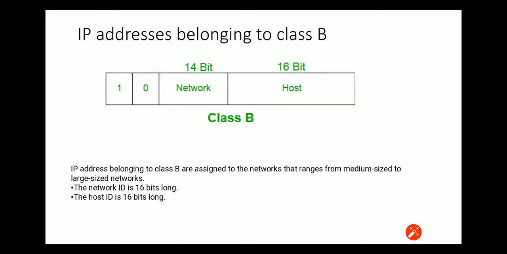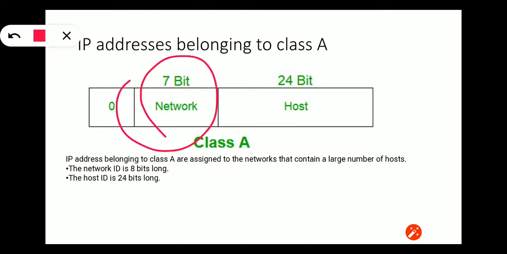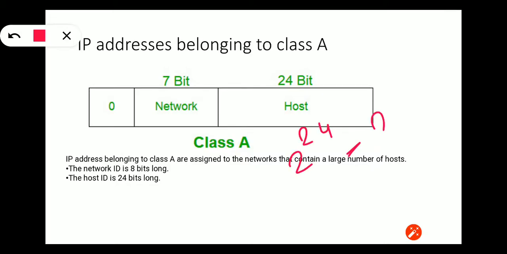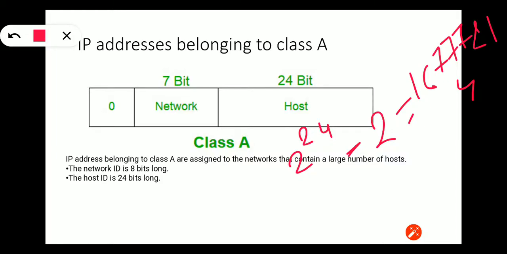With this 32-bit ID, we could have 2 to the power 7 minus 2, which is equal to 126 networks, and 2 to the power 24 minus 2, which is equal to 16777214 hosts per network.